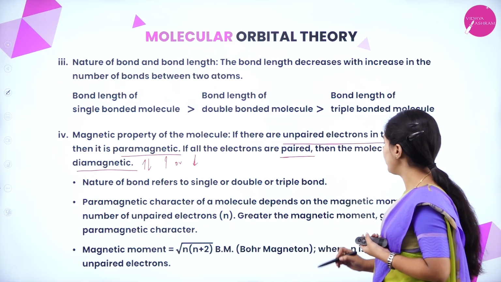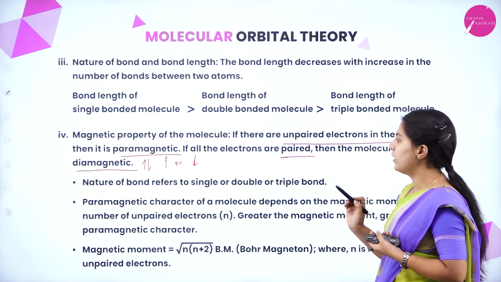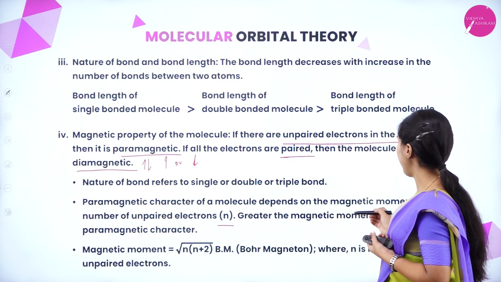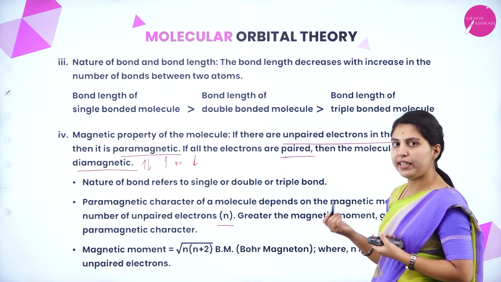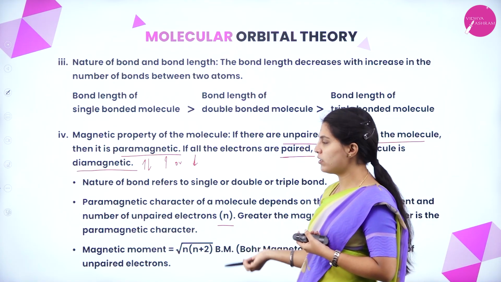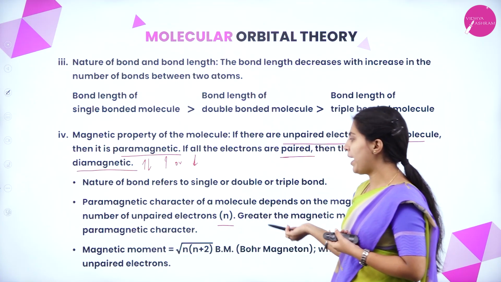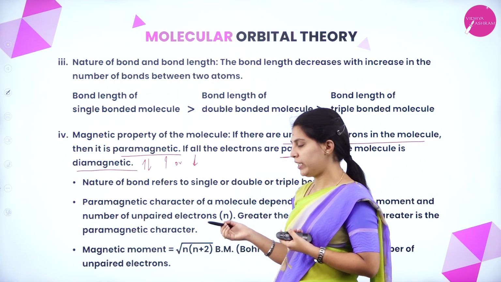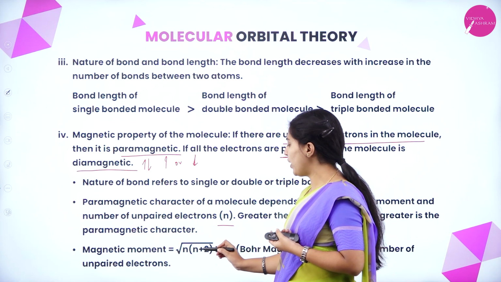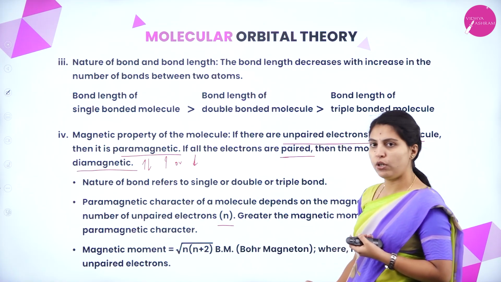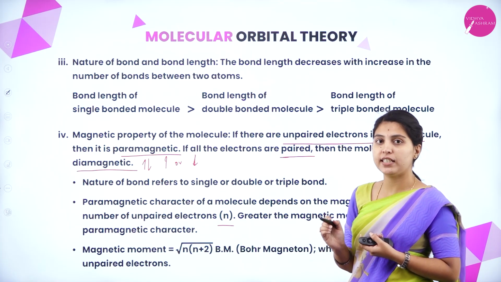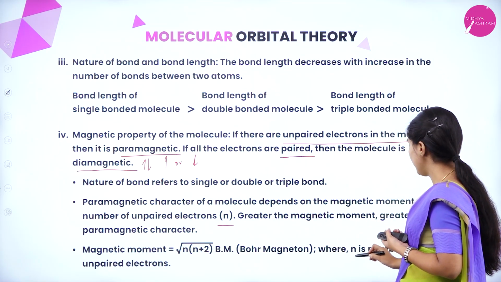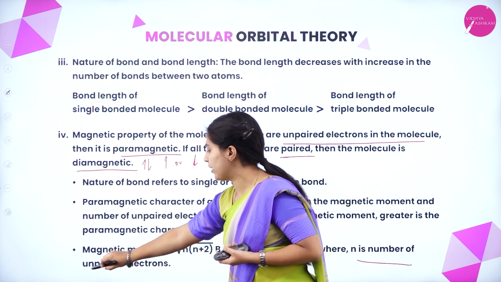The paramagnetic character of a molecule depends on the magnetic moment, and on the number of unpaired electrons, that will be n. Greater the magnetic moment, greater is the paramagnetic character. If the number of unpaired electrons is much more, then the paramagnetic character will also be more. To find the magnetic moment, the formula root of n(n+2) Bohr magneton is used, where n is the number of unpaired electrons present in the molecule.